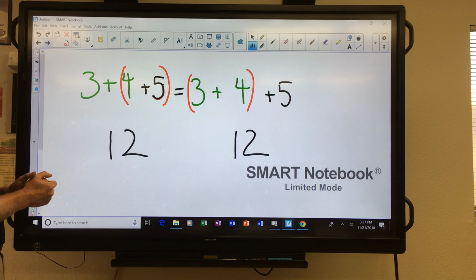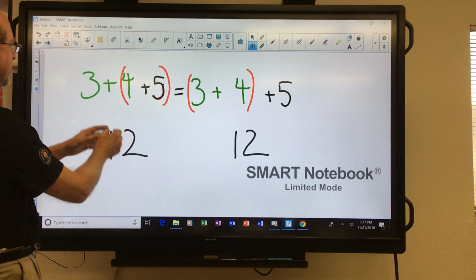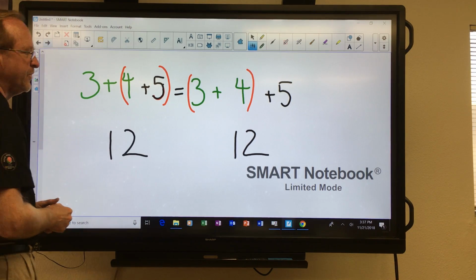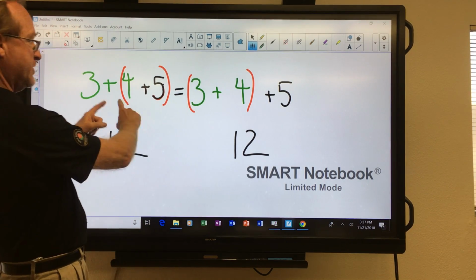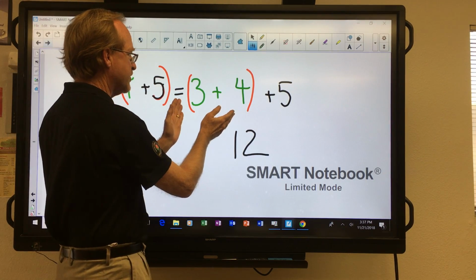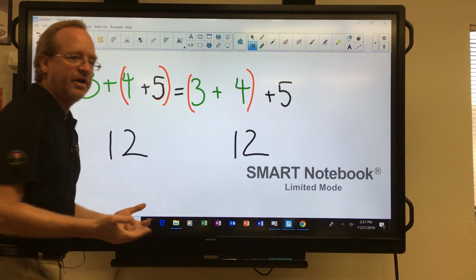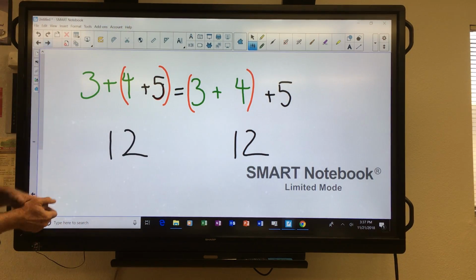it doesn't matter what order you add numbers in if you have groups of numbers. For example, if I were to add these two numbers first, this would be 9, and 9 plus 3 is 12. Now notice the numbers are the same, I just grouped them differently. If I do 3 plus 4 over here, I have 7, and 7 plus 5 is still going to equal 12. So that doesn't matter either.